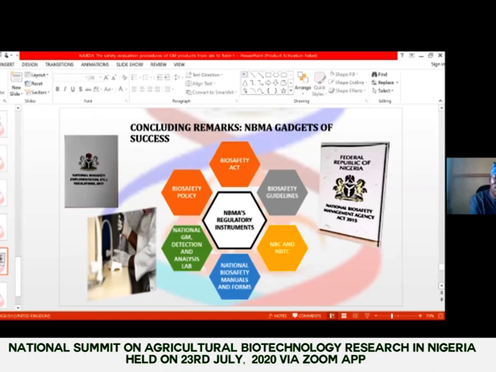Apart from the Act, we also have a biosafety policy. We have the GM detection analysis laboratory, which is one of our instruments we use to ascertain whether any product is genetically modified or otherwise. We also have biosafety guidelines. We have the National Biosafety Committee and NBC guidelines, then National Biosafety Manuals, and forms.